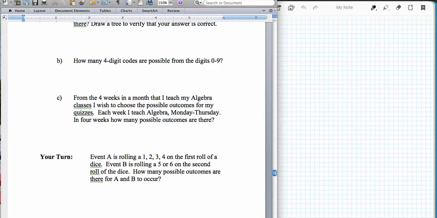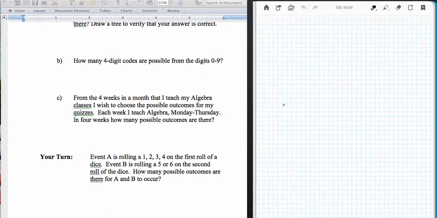So now I want you guys to see how many possible ways there are of doing event A and event B, where event A is rolling a 1, 2, 3, or 4 on the first roll of a die, and event B is rolling a 5 or 6 on the second roll. So go ahead and pause the video and then come back and see if you got the right answer.